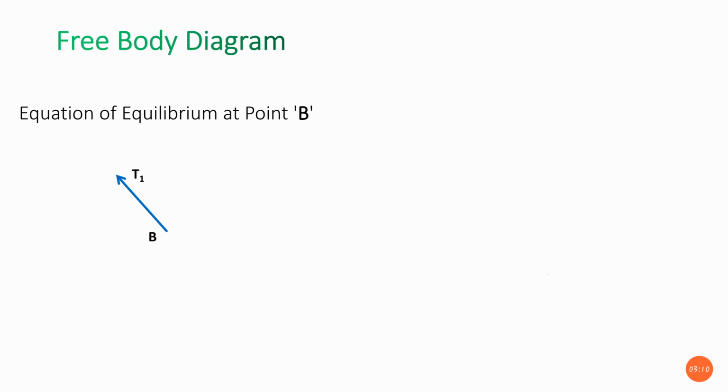At the same time, the tension I have shown here is T1, and this is also making 30 degrees with the vertical. And the load acting here is already given, 2500 newtons. Next I have taken the tension in the BC string, acting towards the right side in the downward direction. This tension is called T2 and makes 120 degrees. With this, the system is considered at equilibrium at point B.